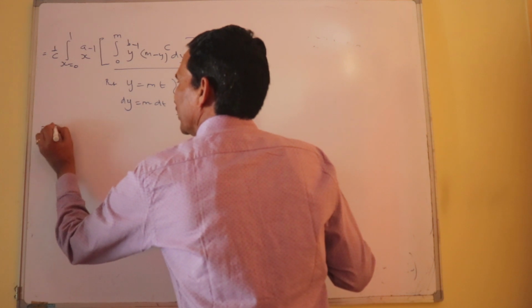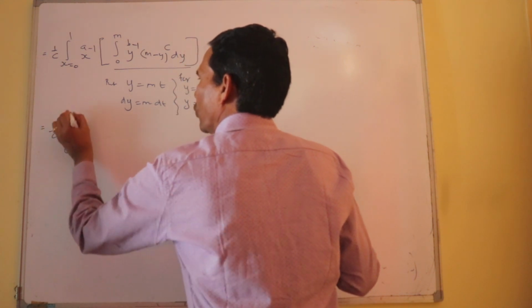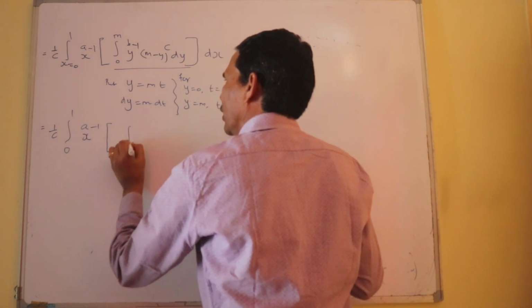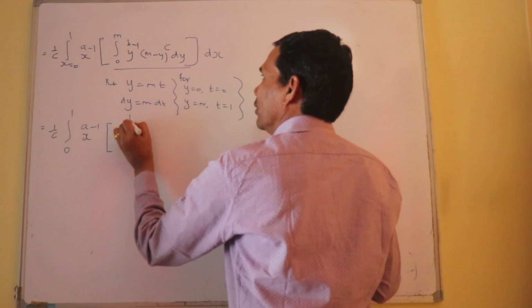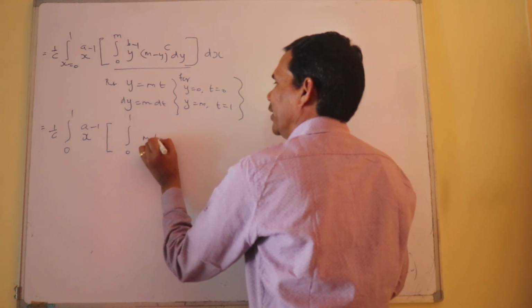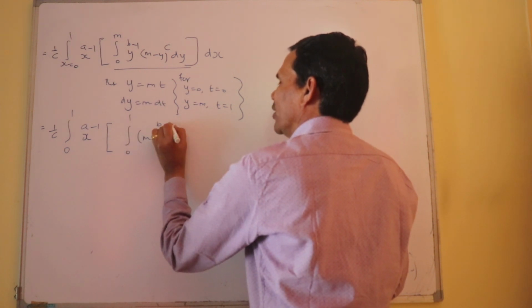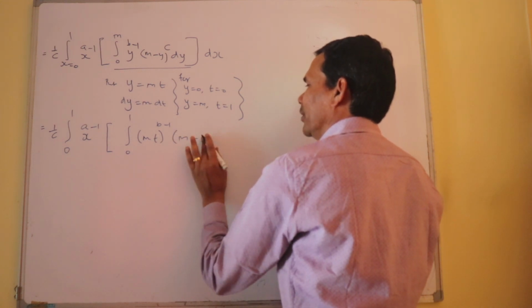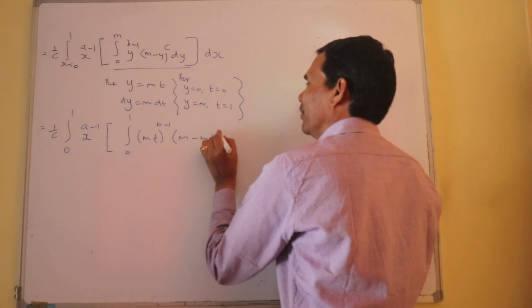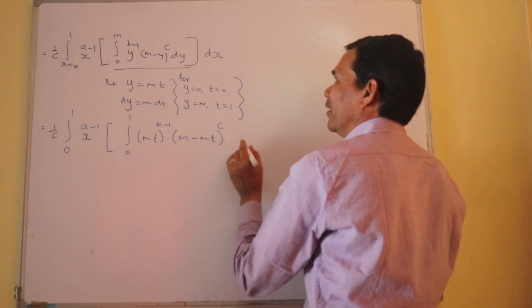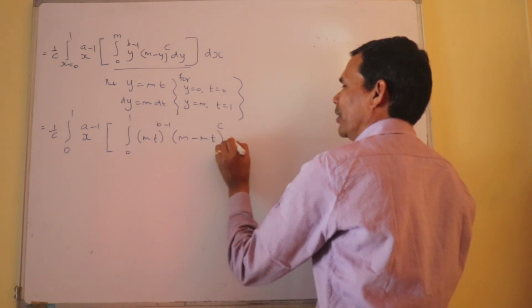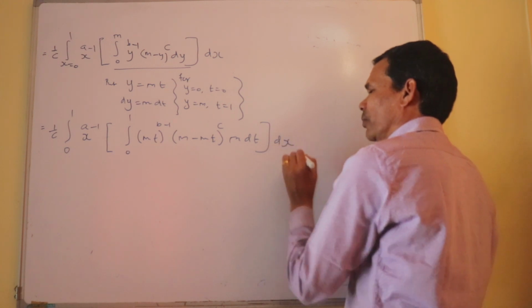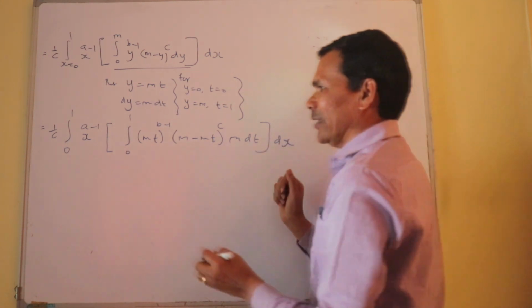So this integral will have the form 0 to 1 for x, x raised to a minus 1, and here limits 0 to 1, (y equal to mt) raised to b minus 1, and here (m minus mt) raised to c, and dy is m into dt, and then to be integrated with respect to x. So we simplify this further.